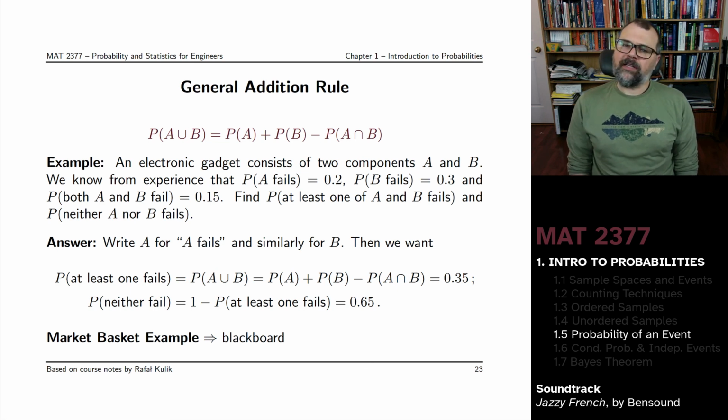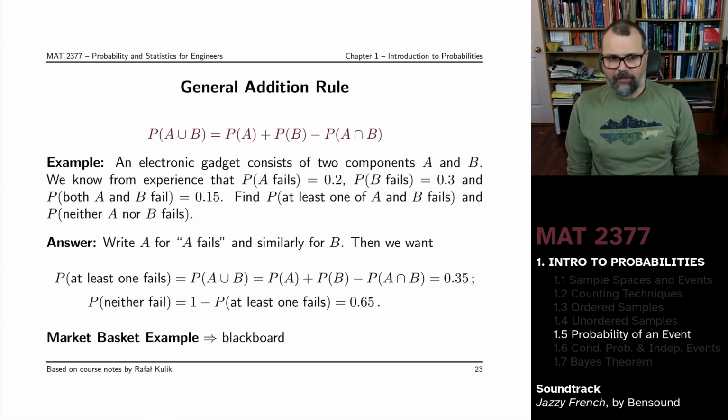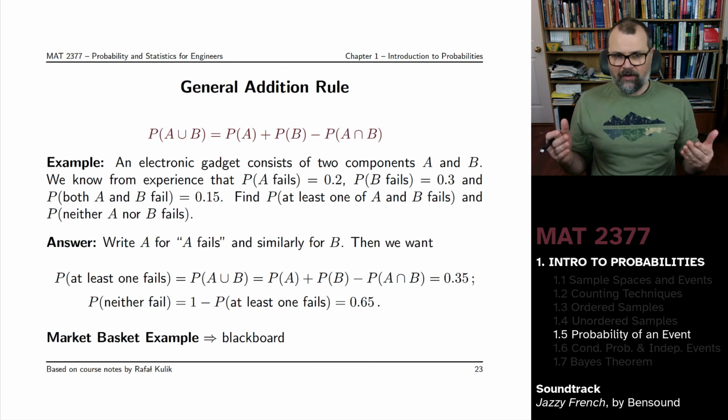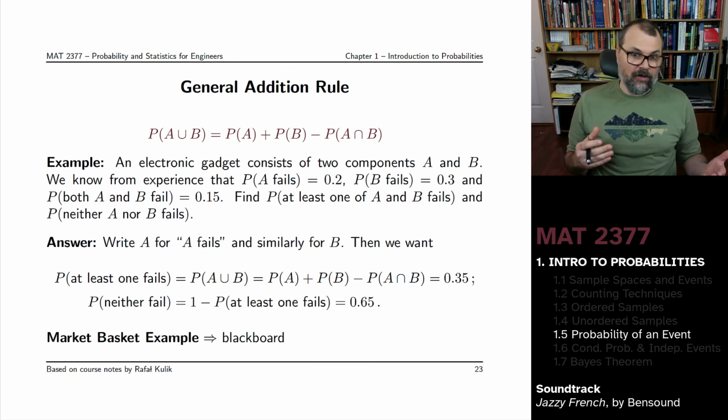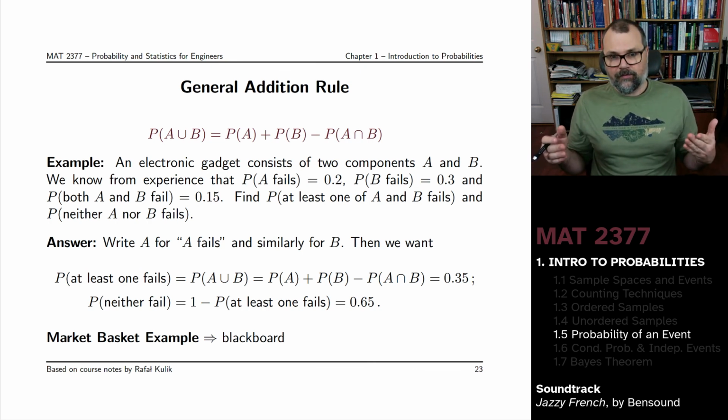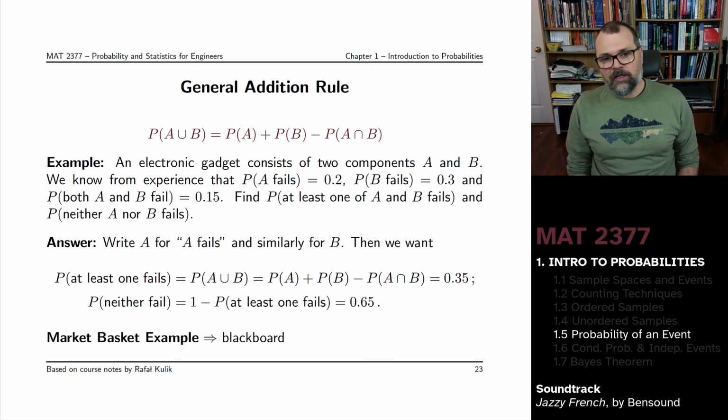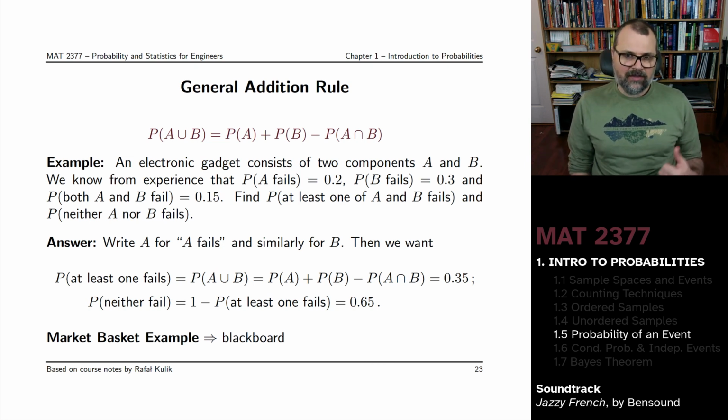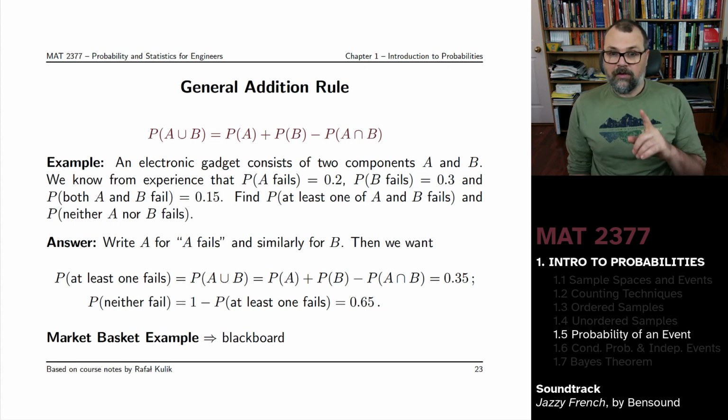Now, what's the probability that at least one of the components fails, and what's the probability that neither of them fails? So we'll write A whenever we say A fails, and the same for B. The probability that at least one of them fails, that's the probability of either A or B failing, and that's the probability of the union of these events. According to the formula, that would be the probability that A fails plus the probability that B fails minus the probability that A and B fail.